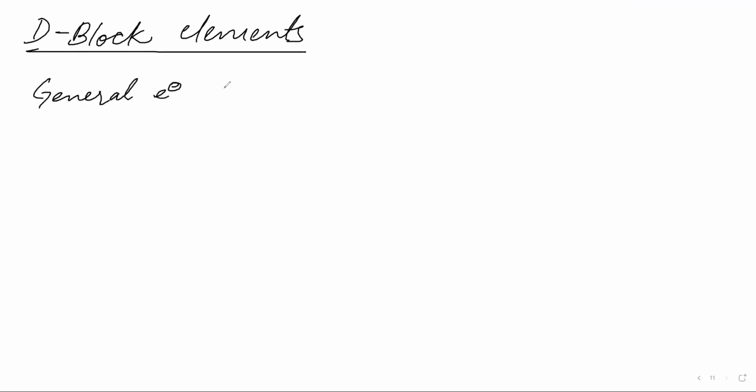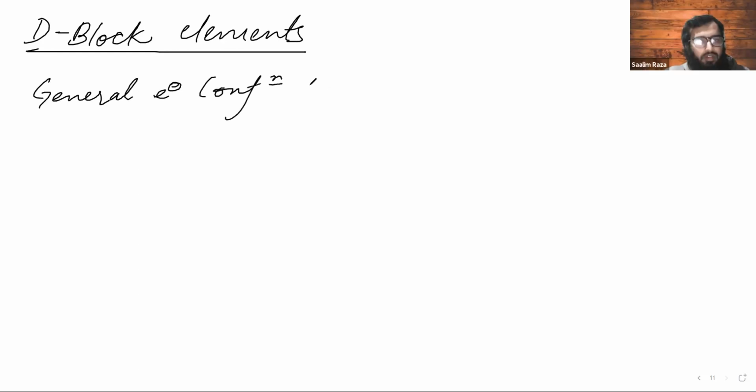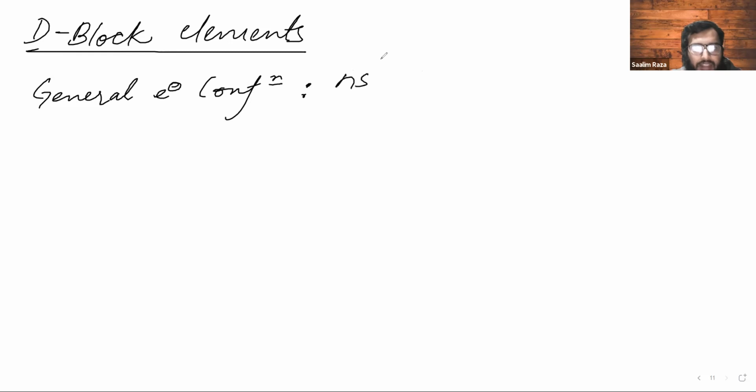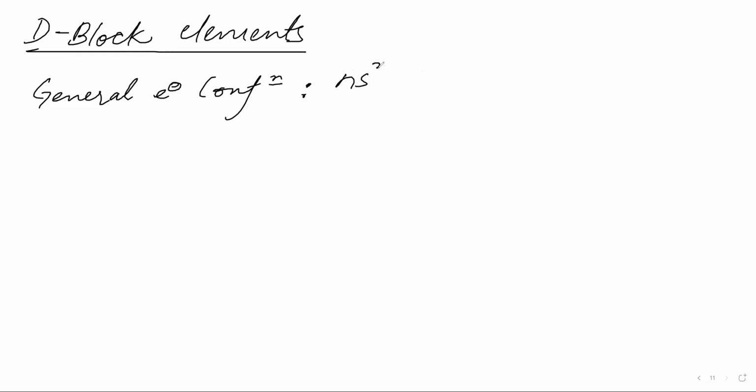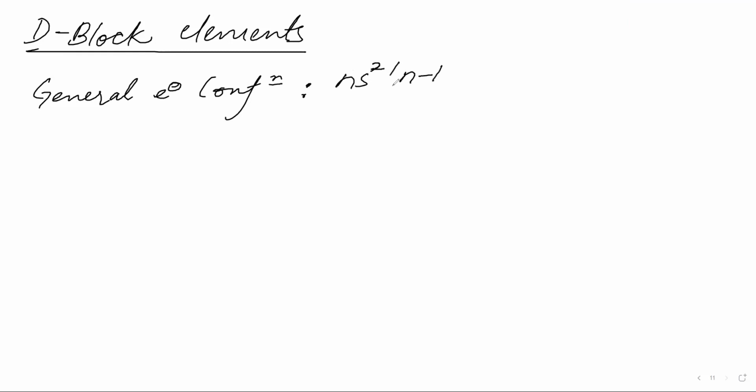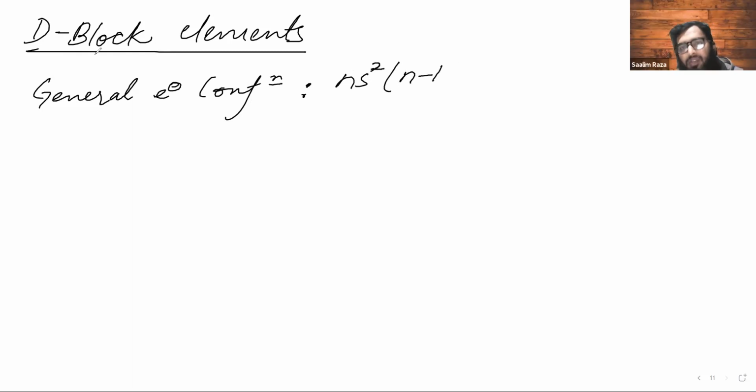What will be its general electronic configuration? For the d block, it will be (n-1)d from 1, and before that we will be having ns2. But in some exceptional cases we even get ns1. Exceptional cases, right?